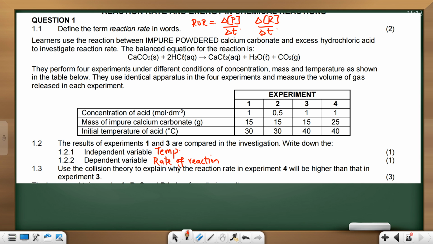Use collision theory to explain why the reaction rate in experiment 4 will be higher than experiment 3. What do you notice about the difference between 4 and 3? Now, how would you explain that? The mass increases the number of particles available, even though it's impure, it still increases the number of particles available, which increases the number of effective collisions, which increases.